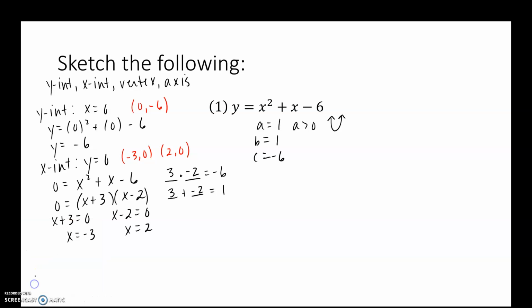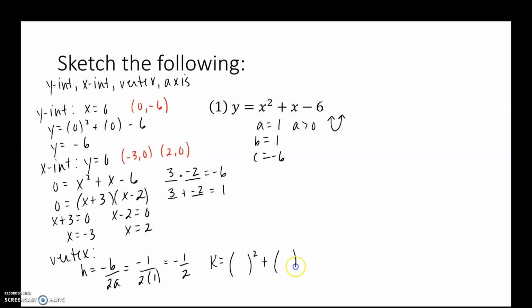All right. Next is my vertex. So the x-coordinate of my vertex, the opposite of b, all over 2a. So the opposite of b is 1, all over 2 times a is equal to 1. So my x-coordinate is -1/2. So now to find my y-coordinate, I have to take a -1/2 and plug it back into my original.